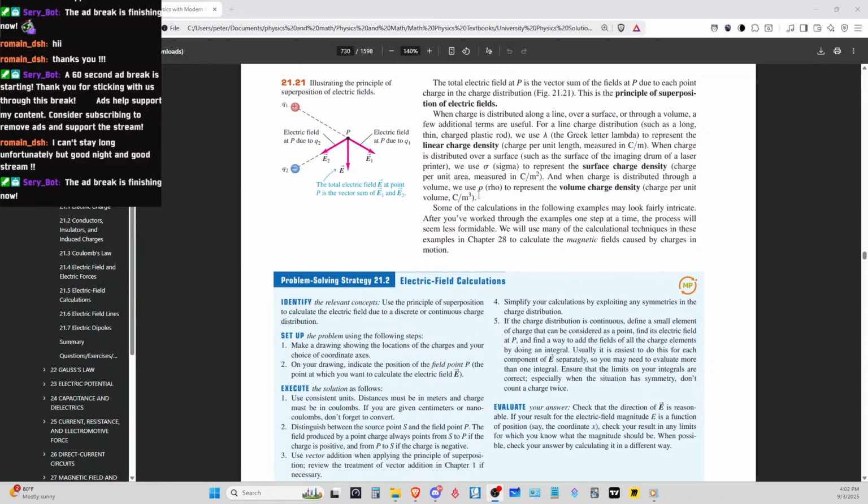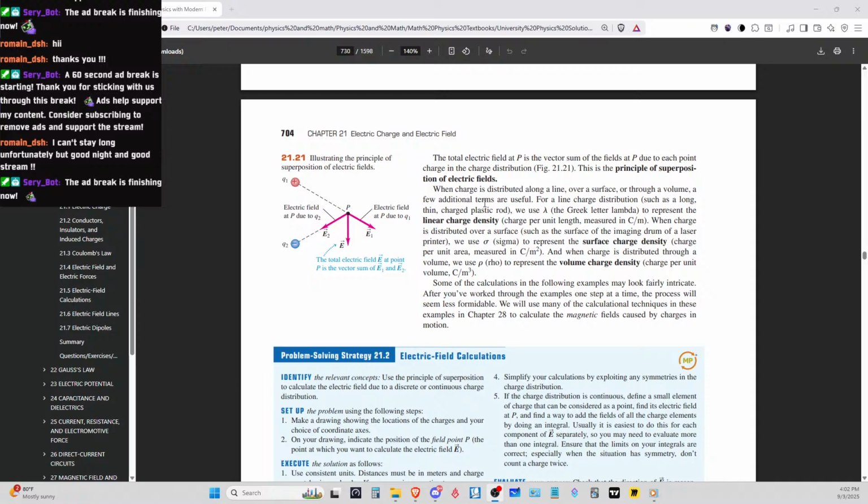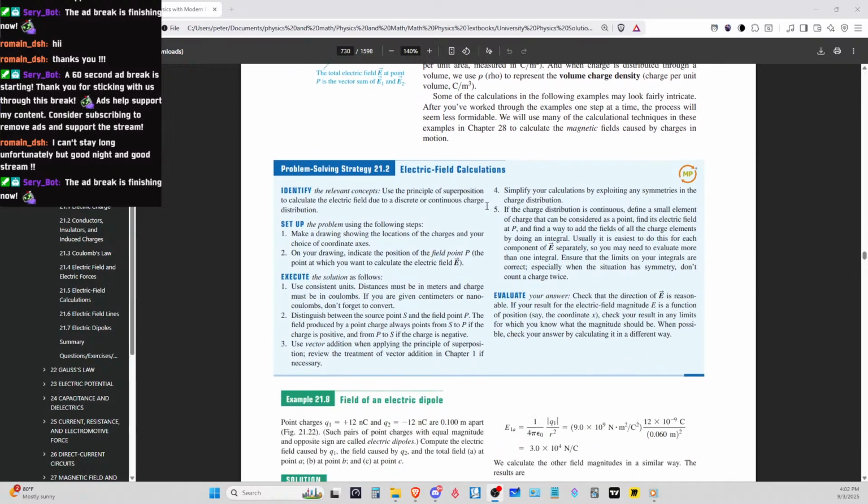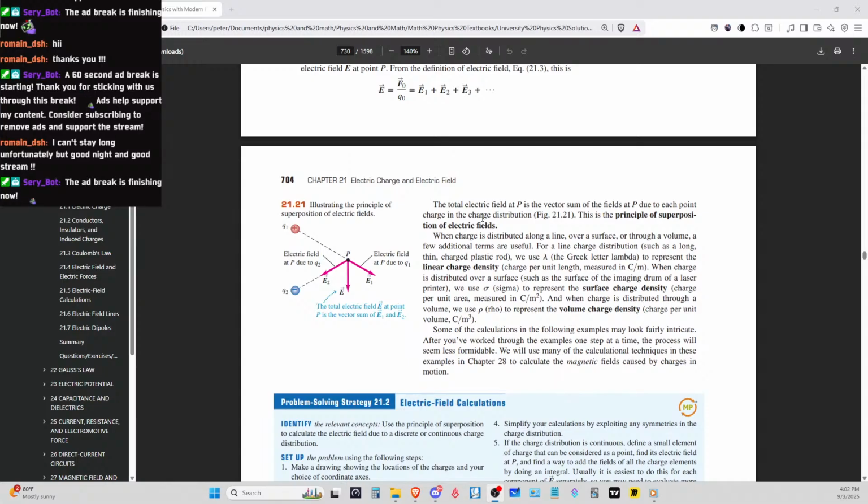Okay, so I think we're probably going to end it here, because it looks like there's an example problem coming up, so I'm going to save that for next time.